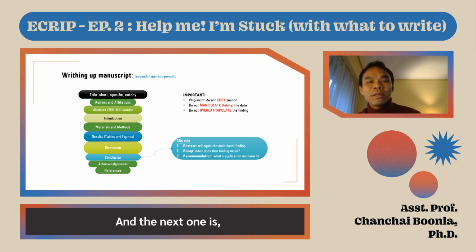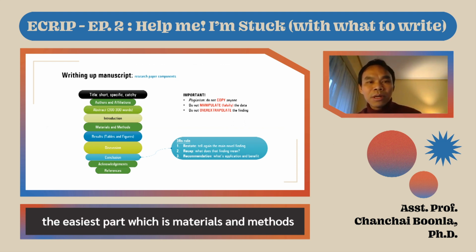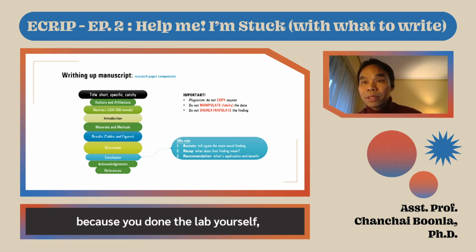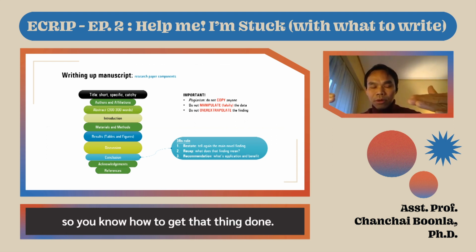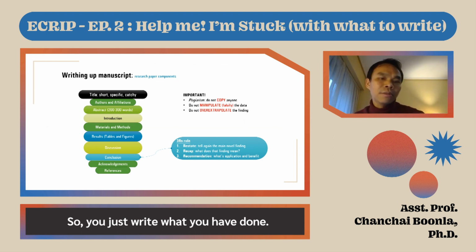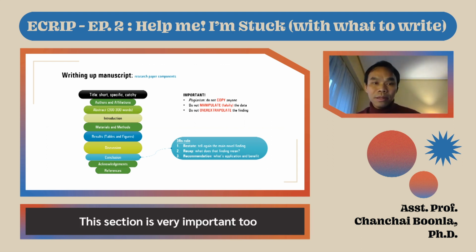The next one, I think the easiest part, is the material and method, because you've done the lab work yourself, so you know how to get that done. So you just write what you have done. After material and method is the result section. And this section is very important too.